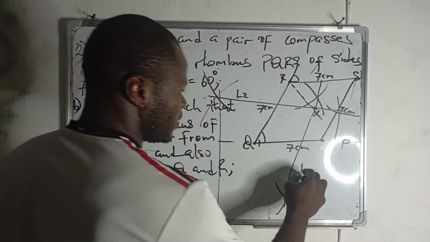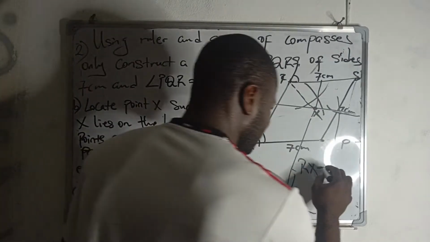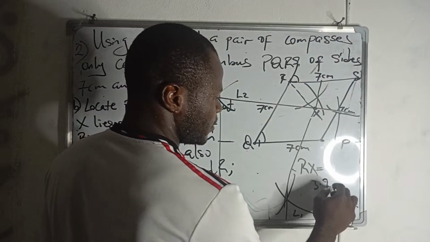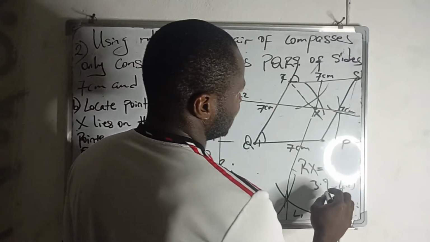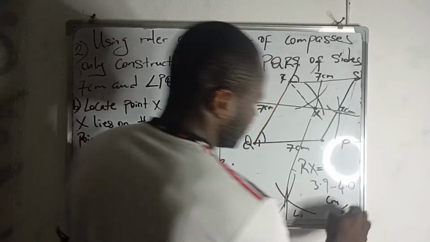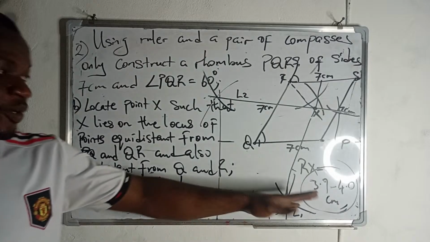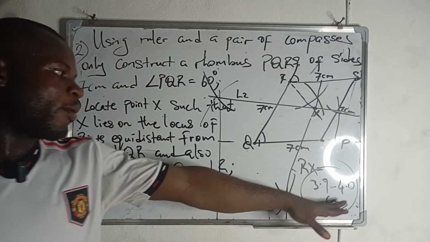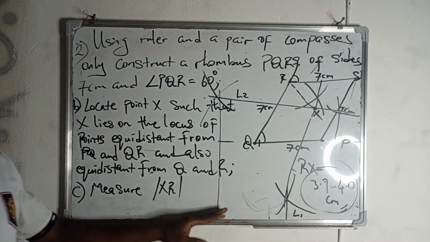Now when you measure this, if you have done this very well, you are expected to have something in the range of 3.9 to 4.0 centimeters. So this is the range of what we are expecting. I think that's all for construction.